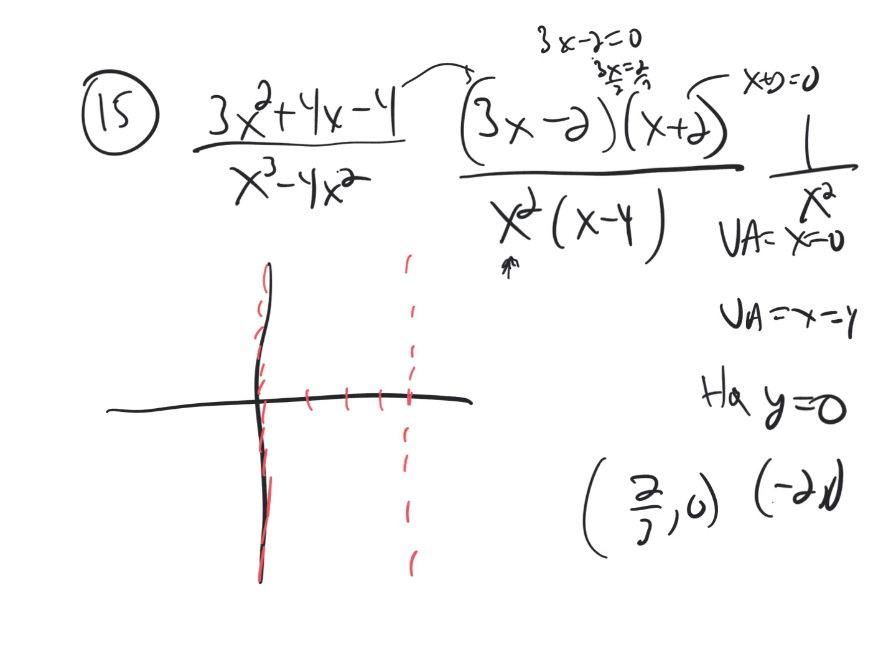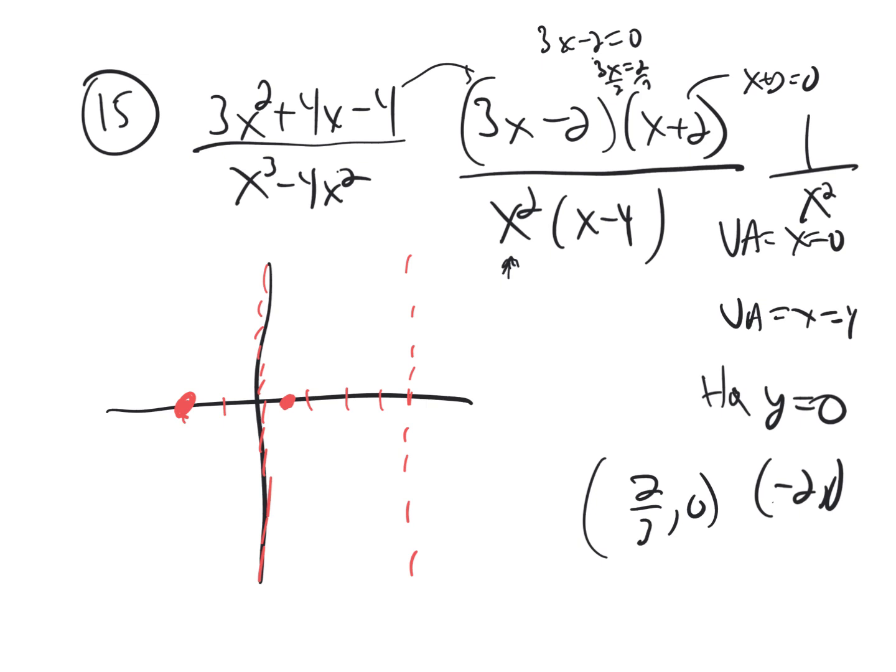I know there's an x-intercept at 2/3. I know there's an x-intercept at -2. I know the horizontal asymptote is the x-axis. Now, some people will say, well, if the x-axis is the HA, how can it cross the HA? Remember, the horizontal asymptote is the long run behavior, the ending behavior. So yeah, in the middle here, it can cross it just fine.